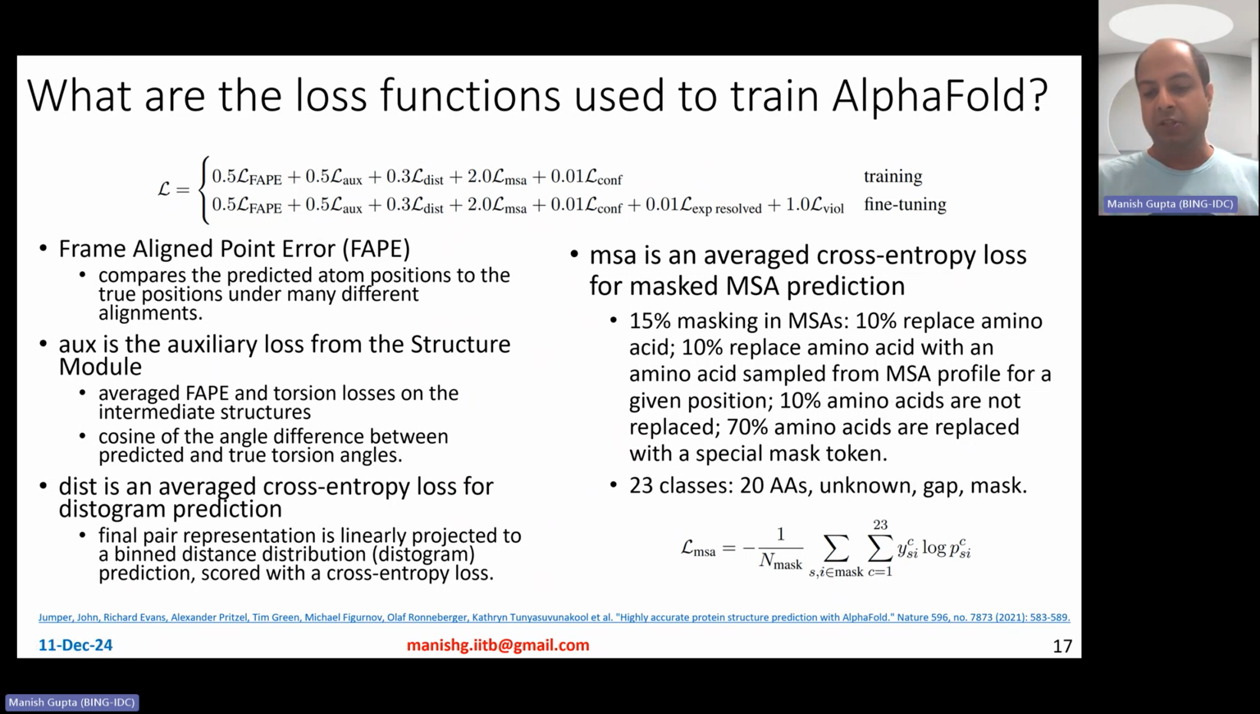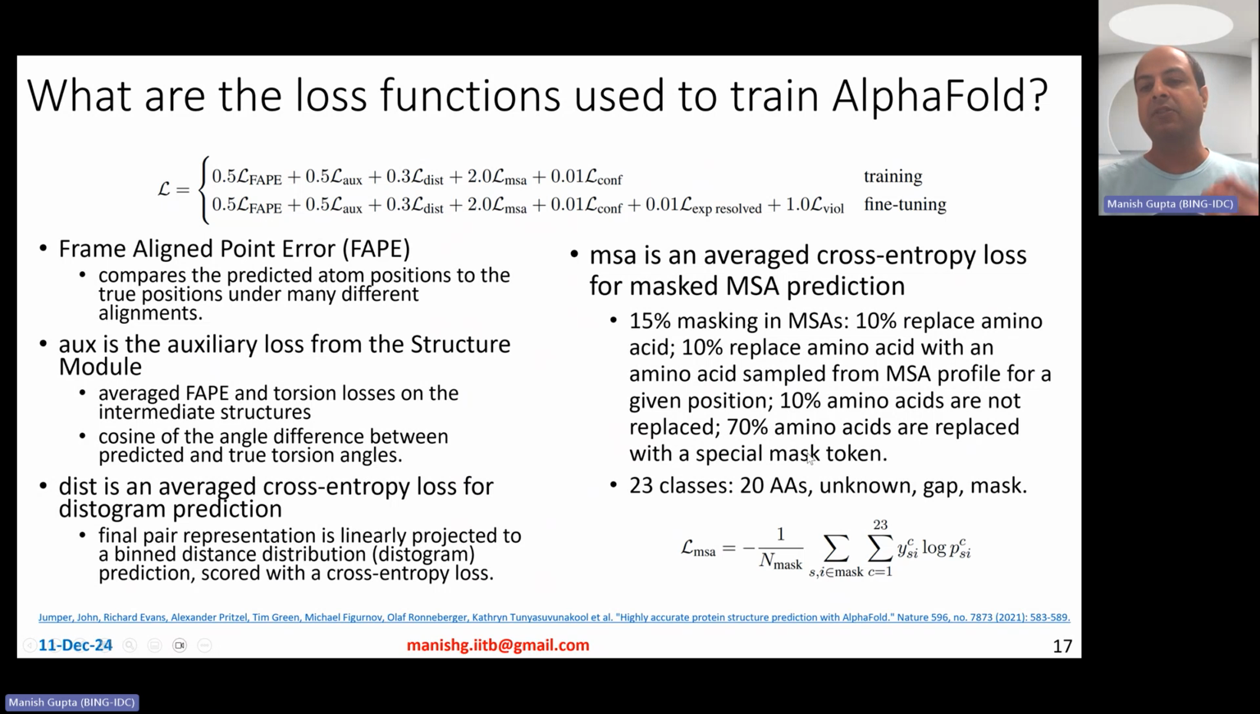So the idea is that you basically have several MSAs, and then you look at that position, and you sample given that weighting, given what the popular amino acids in that position are. 10% you don't replace the amino acids at all. You just keep it as it is, and 70% of amino acids are replaced with a special mask token.